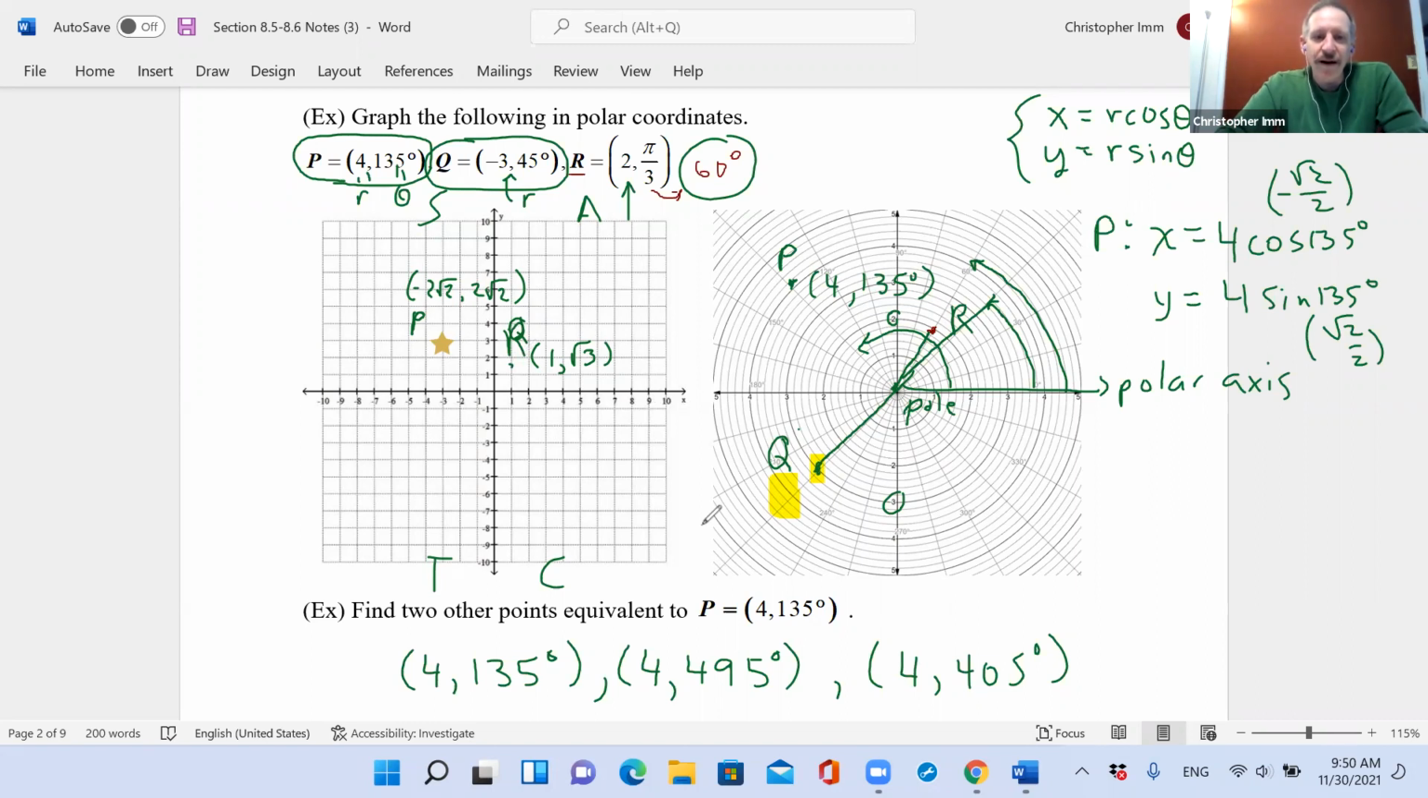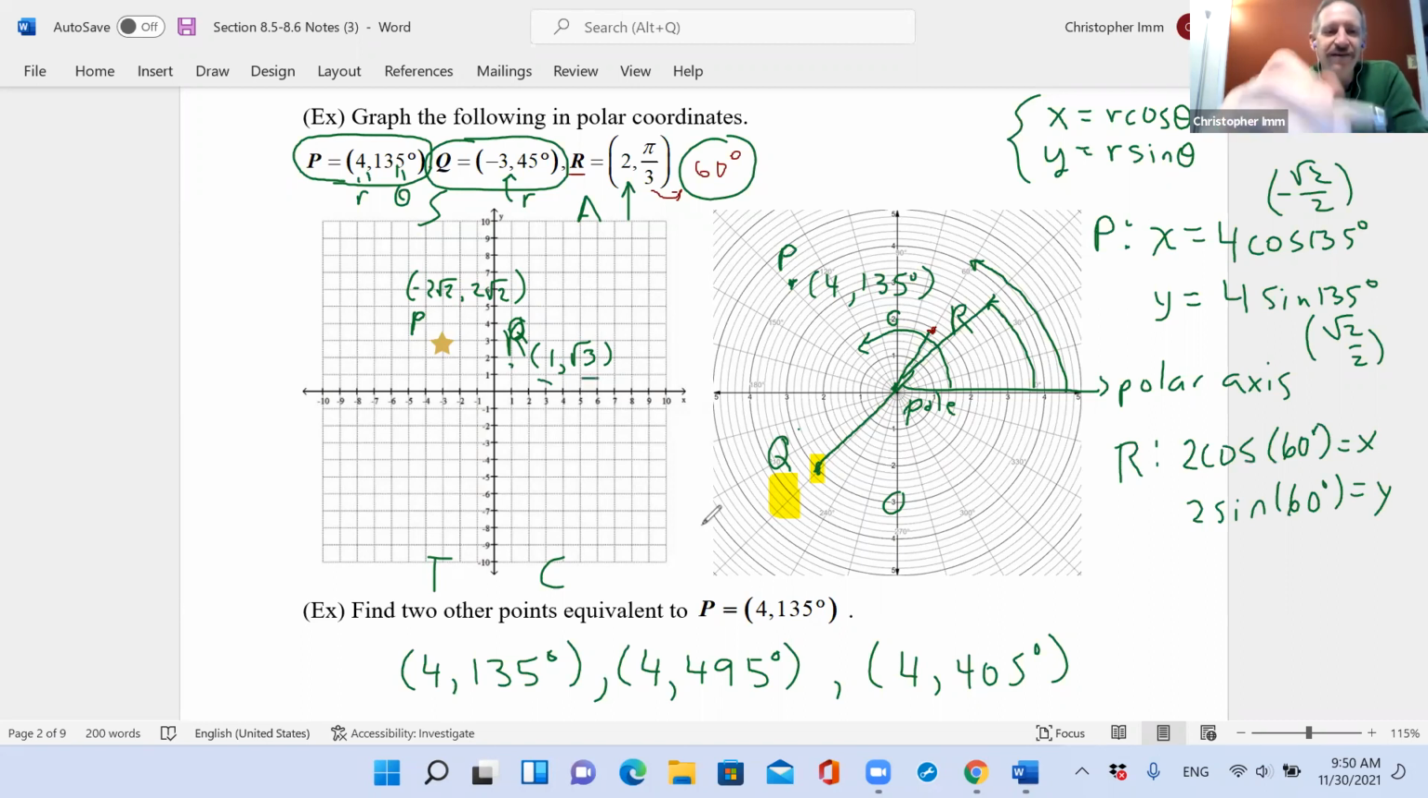So let's look at R. Katie did R. She has 1 and root 3. She just used 2 cosine of 60, or pi over 3, and that's x. And 2 sine of 60, that's y. Cosine of 60 is 1/2, that gives you the 1. And sine of 60 is root 3 over 2, so 2 times root 3 over 2 is root 3. Yes. Good job, Katie. Way to go.